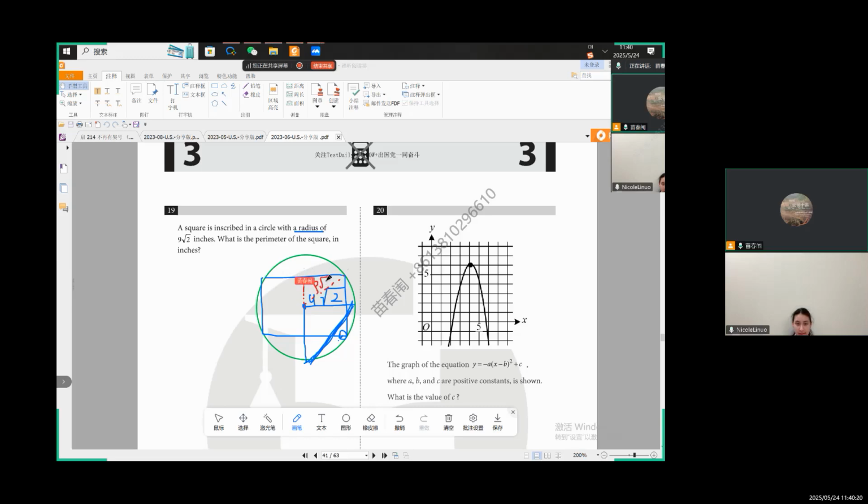9 square root 2. Let me draw something. Right. Okay, I think I see what you mean. So you can find half of that and then you multiply by 6. Yeah. So this is also because the center is the same, right? I can mark this one and also can mark this one.